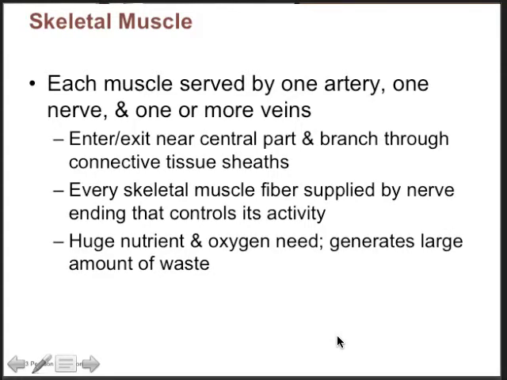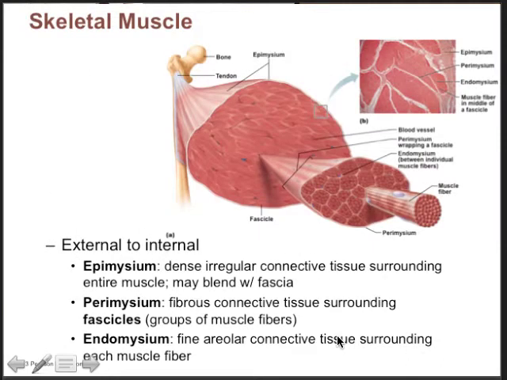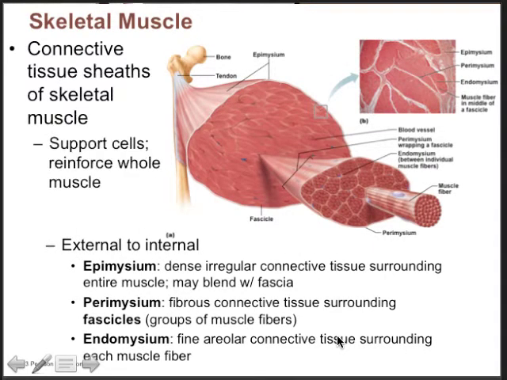There's a huge nutrient and oxygen need for skeletal muscle because it does a lot of work, and it also generates lots of waste. This is why we have extensive vascularization in muscle tissue. So this is just a look at skeletal muscle. The connective tissue sheaths that hold it together surround the entire muscle, also serve to attach it to bone, and we'll see that they surround fascicles and individual muscle fibers, those would be muscle cells, in order to hold the muscle together so that when it contracts it doesn't fly apart. Okay? So this supports the cells and it reinforces the entire muscle.